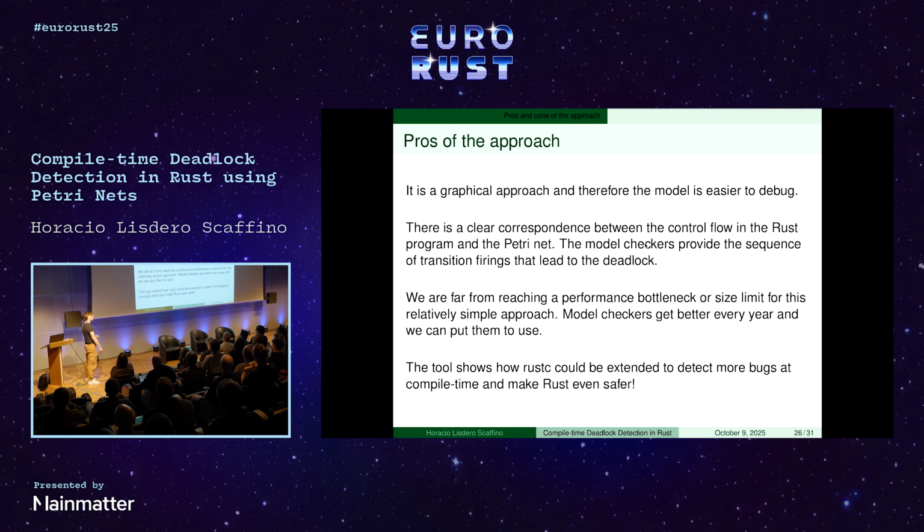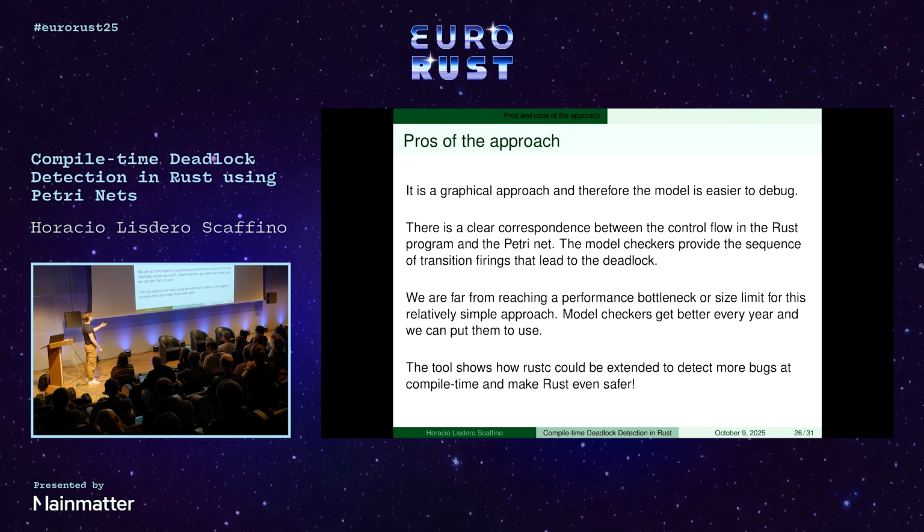But there are also some nice pros. The nice pro is that it's a graphical approach, and the model is kind of easier to debug. This is not some complicated algebraic formula language. I think it's easier to understand. And there is a clear correspondence between the control flow in the Rust program and the Petri net.